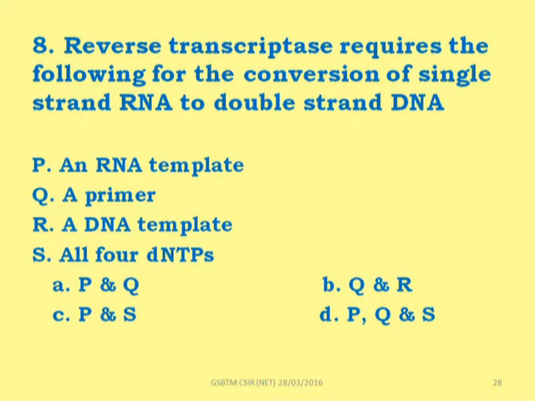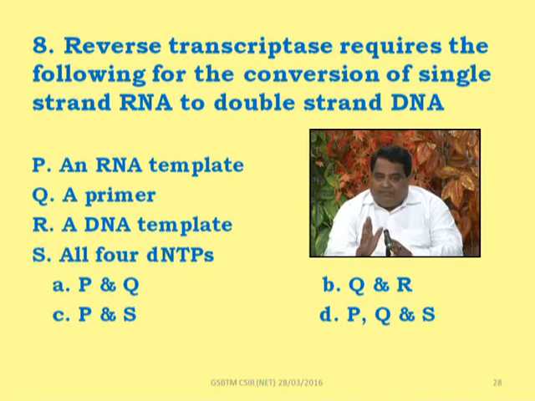Next question is again important. Reverse transcriptase requires the following for the conversion of single strand RNA to double strand DNA. We can see it carefully. Reverse transcriptase, the enzyme which has the ability to convert mRNA into cDNA, requires the following for the conversion of single strand RNA to double strand DNA. P, an RNA template. Of course, right. All reverse transcriptases require RNA molecules as a template.